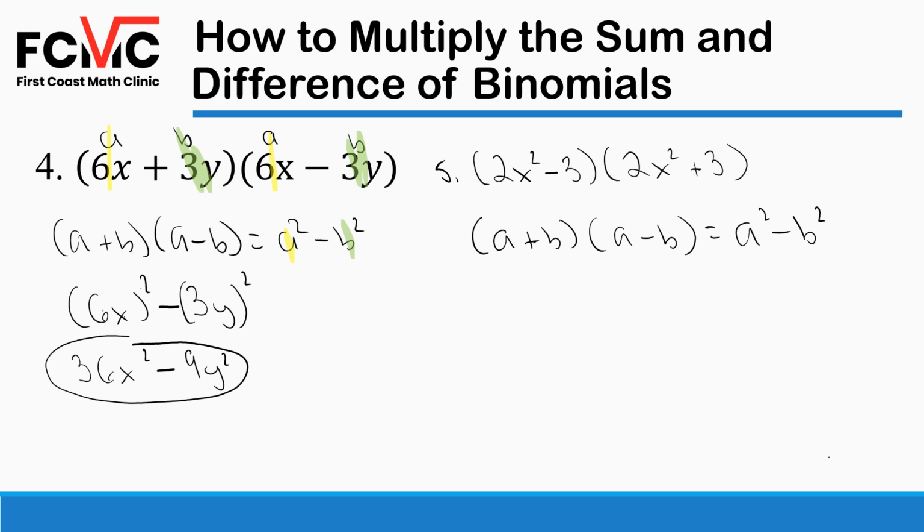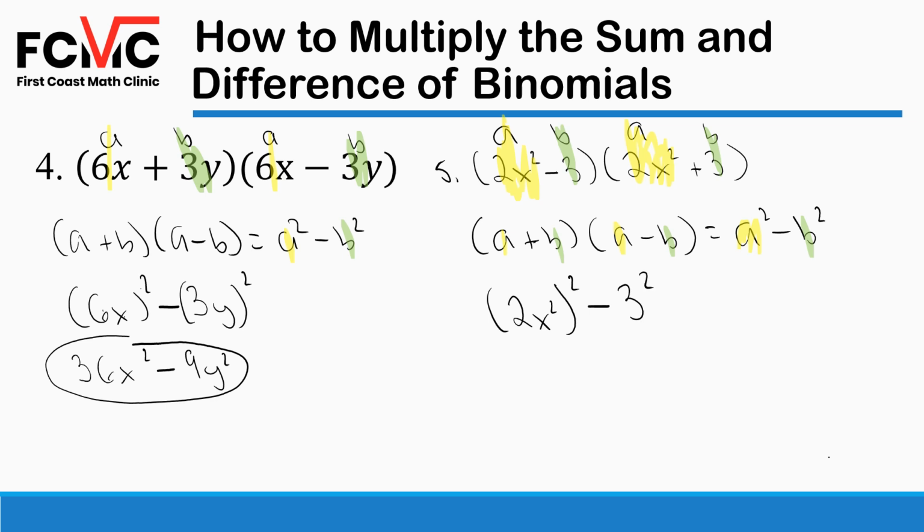But we're going to do the same thing, right? So this is our A, this is our B, this is our A, this is our B. So the entire 2x squared is our A value. So we're going to square that. The 3, that's going to be our B value. So our answer is going to be 2x squared to the second power minus 3 to the second power.